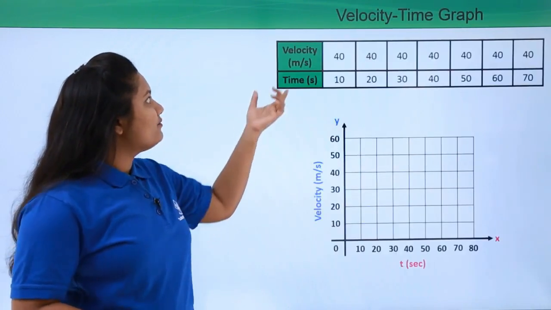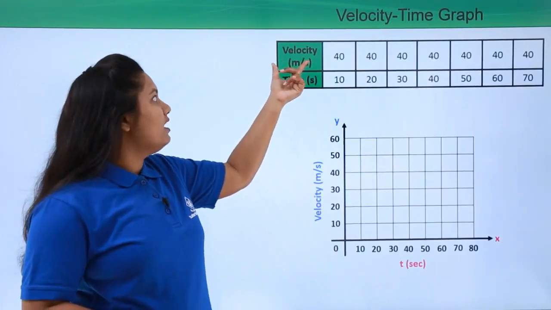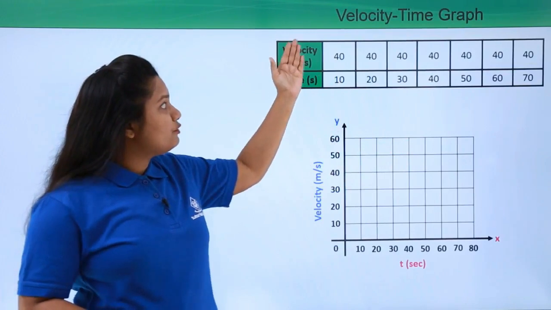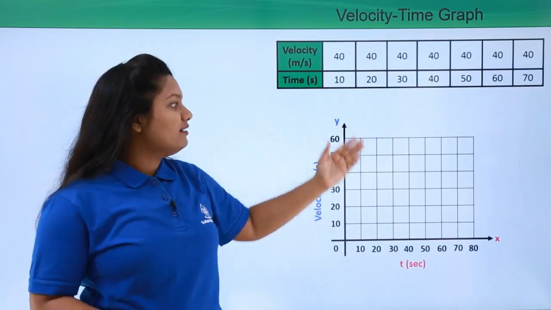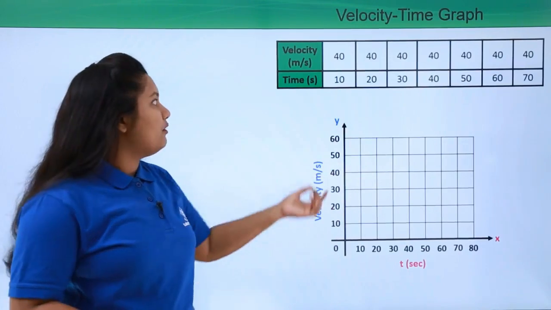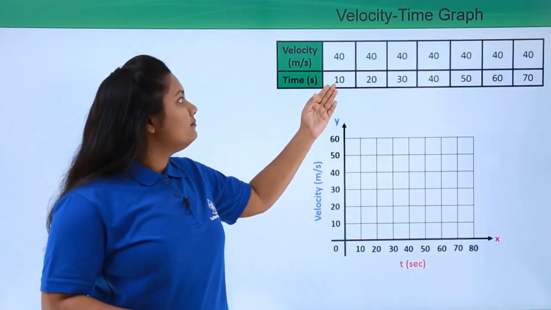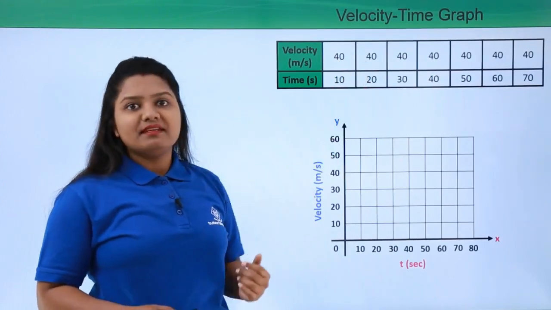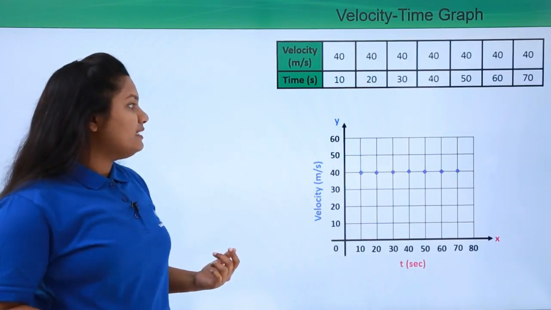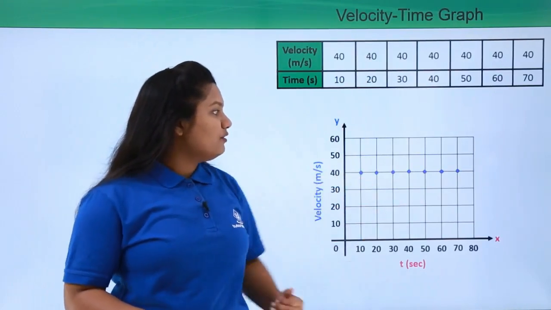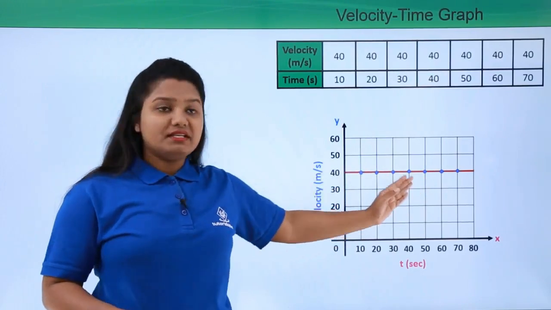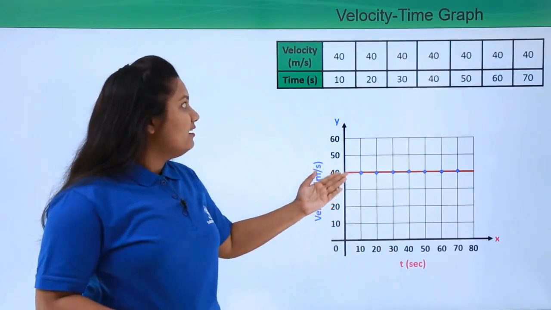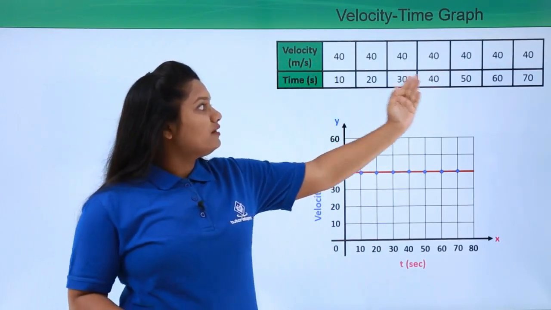So now let's say we have an information about the velocity of a moving body at some instant of time. Now we will have to plot all this data here in this Cartesian plane. So our first coordinate point will be 10, 40. The second coordinate point for us will be 20, 40 and so on. So on plotting all these points here and joining all of them, we get a straight line which is parallel to x-axis. So we notice here that the velocity of the body is not at all changing throughout.